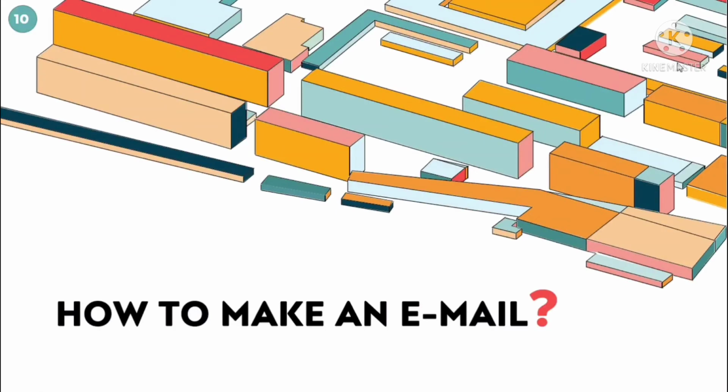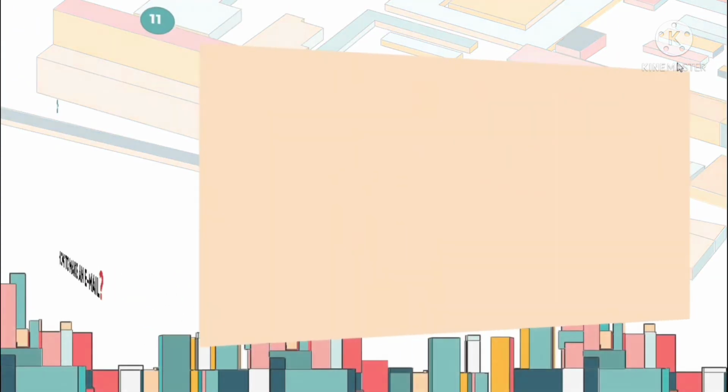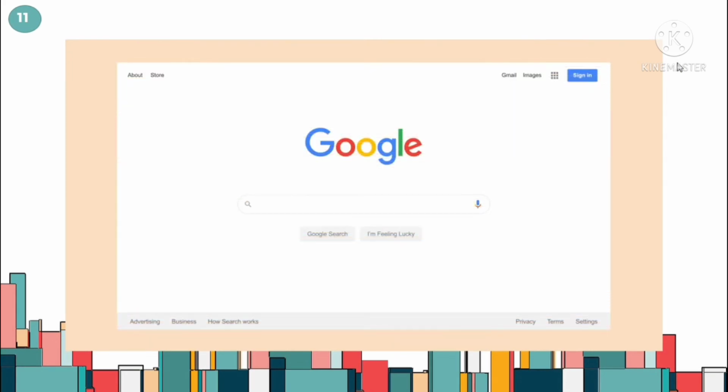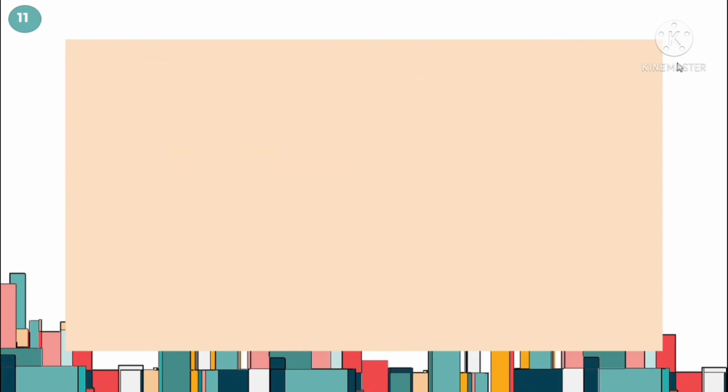Now, how to make an email? Let us first make an email account. And this time, we will use Gmail to make an account. There is nothing to worry about in using Gmail because Gmail is free and easy to use. Now, in your computer, use the internet and go to the Google homepage and type www.gmail.com. Then press enter.